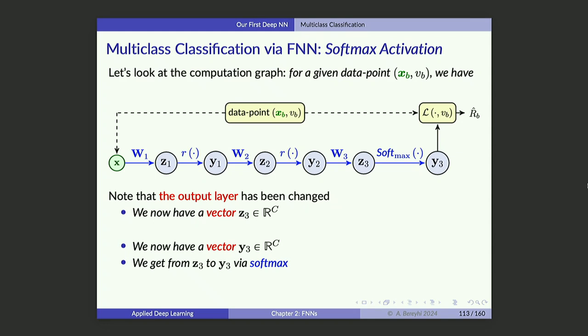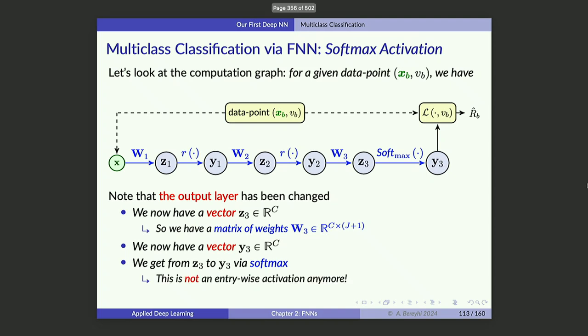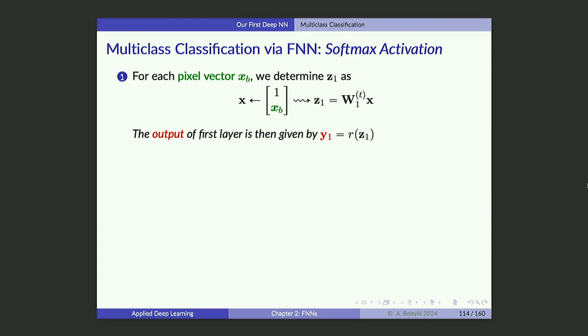So basically, this is the same forward pass as we had in the binary classification. The only two differences are that we now are replacing the vector of weights with a matrix of weights at the output layer. And then we do softmax activation, which is not an entry-wise activation anymore. Clear? And we do need it because we need to calculate a probability. You cannot do it with entry-wise activation, right? Clear? Cool.